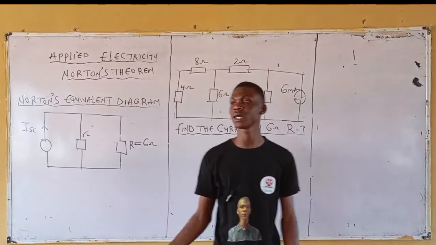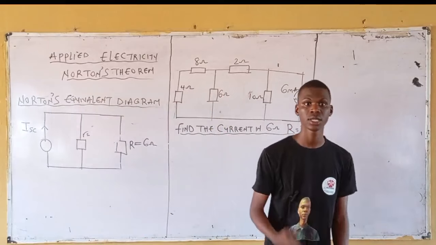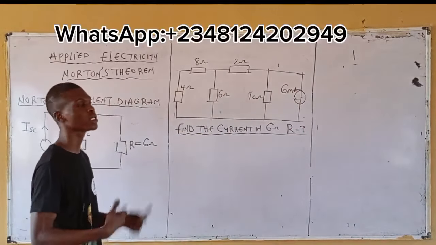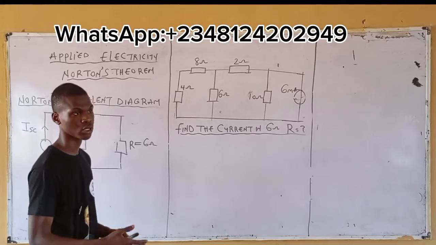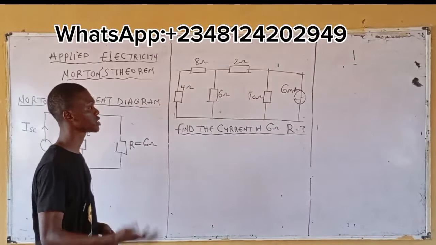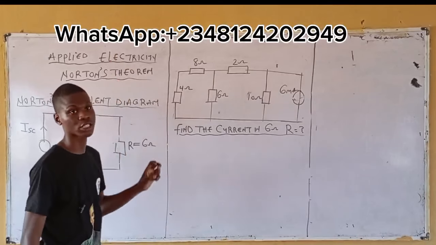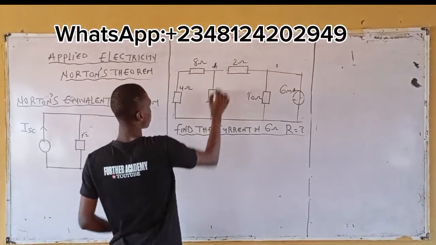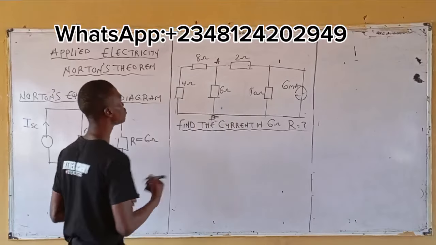I said earlier on that the steps remain the same. Having identified your load resistor, the next thing is what? Draw your circuit. But by the time you draw your circuit, you are short circuiting the branch, you have your load resistor. Now, let's label the branch as branch AB. Now, let's draw our diagram.